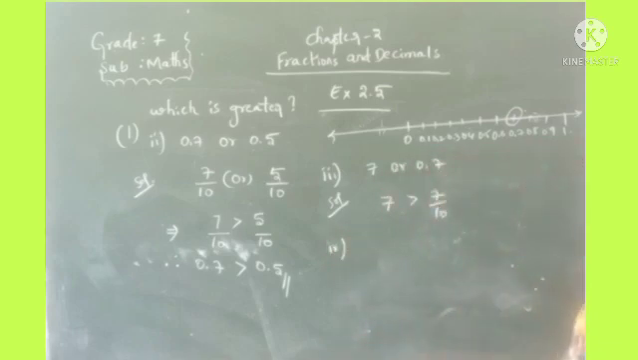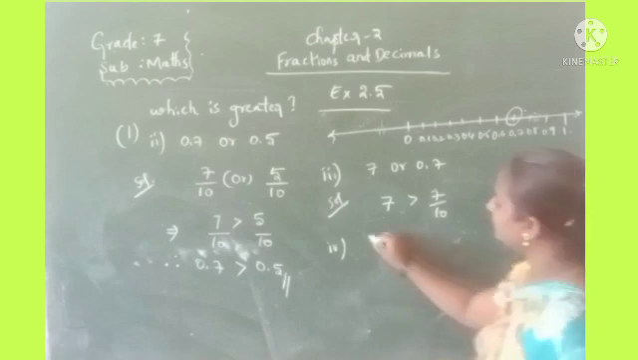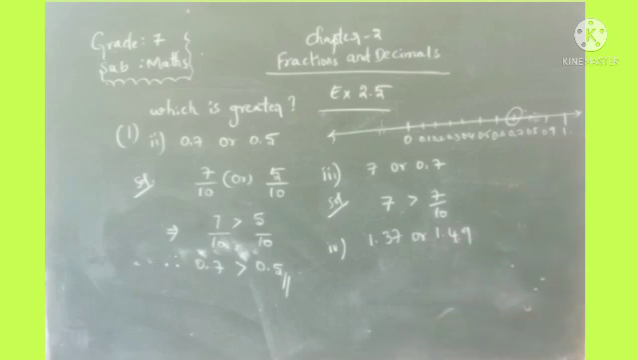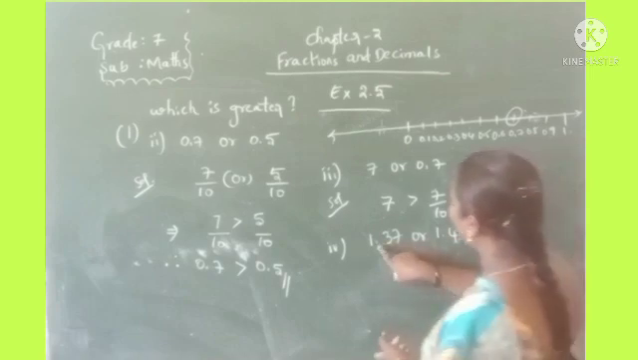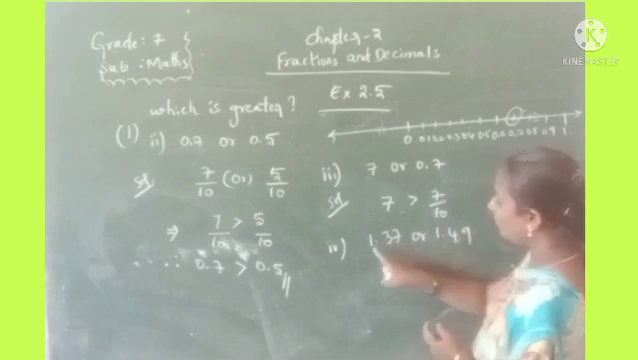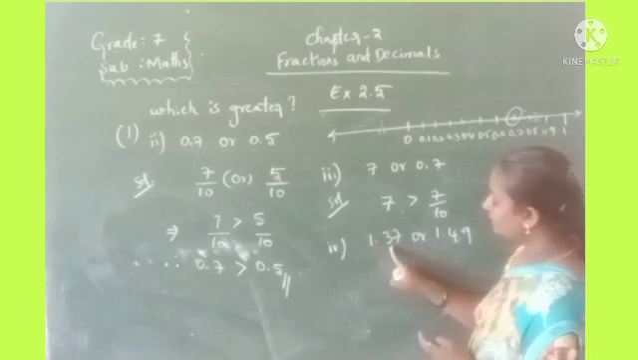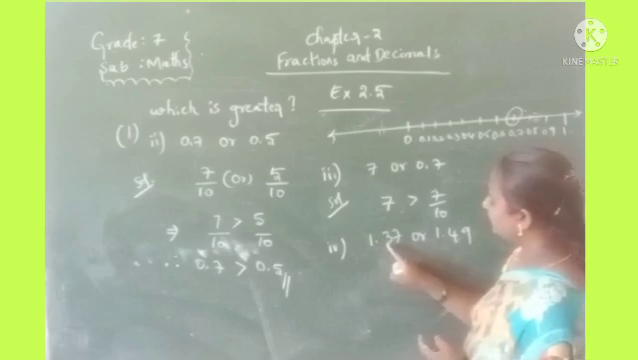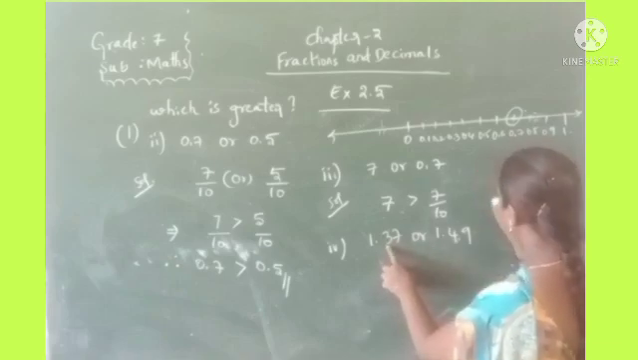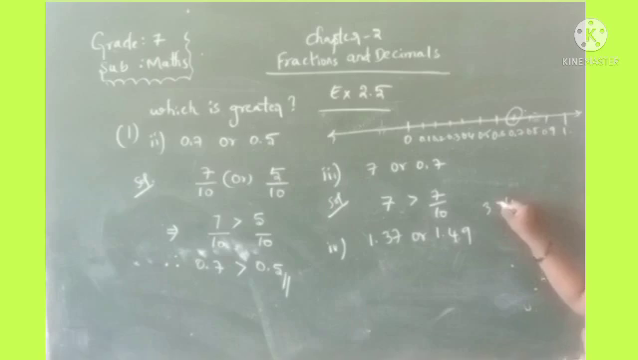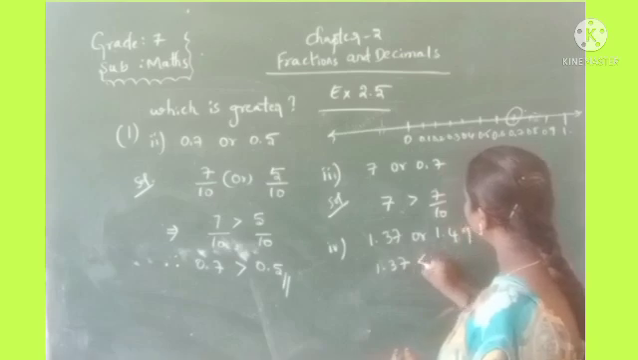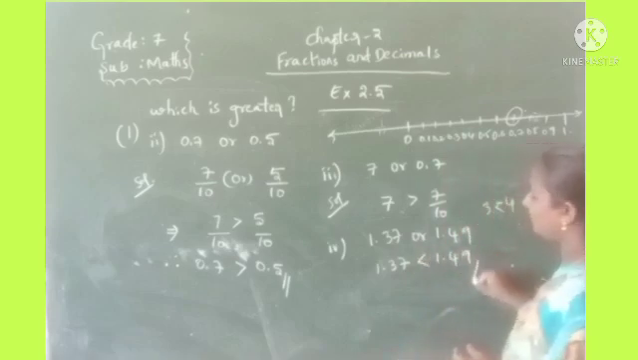Right, next: 1.37 or 1.49. 1.3 here, 1.4. First check the ones place. Here all parts are the same. Come to the tenth place. Here the tenth place values are 3 and 4. Which one is greater? 4 is greater, 3 is less. That means 1.37 is less than 1.49.